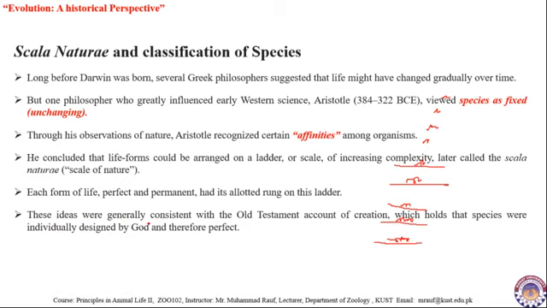These ideas were generally consistent with the Old Testament account of creation, which holds that species were individually designed by God and they were perfect. Old Testament, I think they are referring to one of the Bibles and the teachings of that holy book, which reckons that the creations of God are perfect and therefore are unchanging.